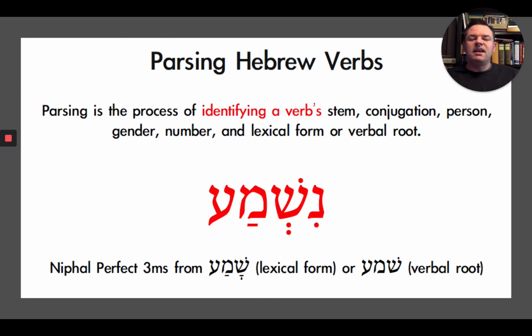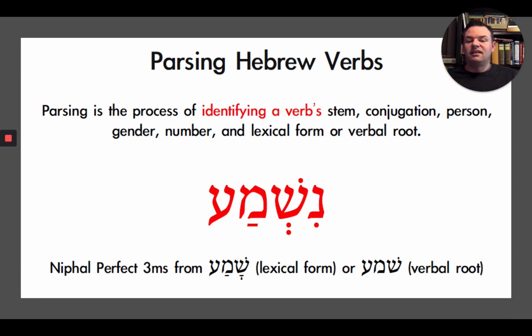So when we think about parsing Hebrew verbs, we're thinking about the stem, the conjugation, the person, gender, number, and then the root of that verb, also known as the lexical form. So here you've got that word shama as the root, right? But we've got this word nishma. This is a nifal, and we know that it's a nifal because it's got that noon in the first position, and then it's got the patak vowel in that middle radical there.